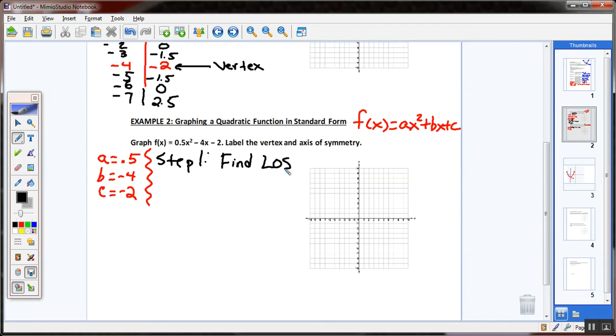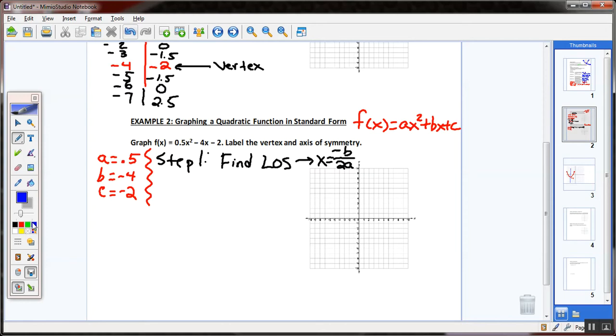Anybody know how to find a line of symmetry in standard form? The way you find a line of symmetry is simply x equals the opposite of b over 2a. The opposite of your b value over 2 times a. That's going to be very important for us. So let's do this real quickly.